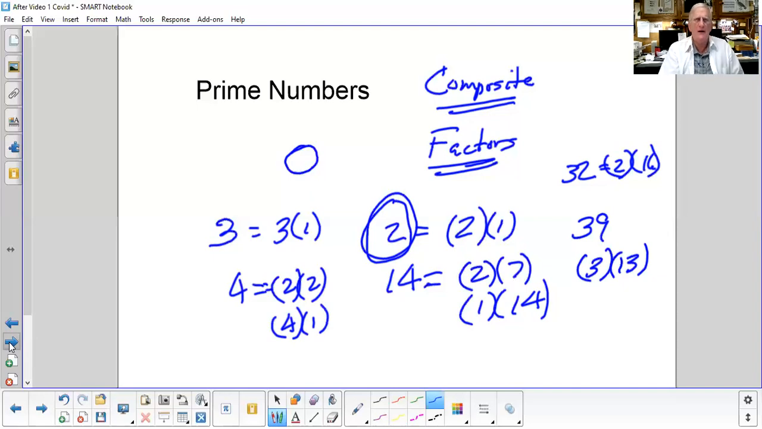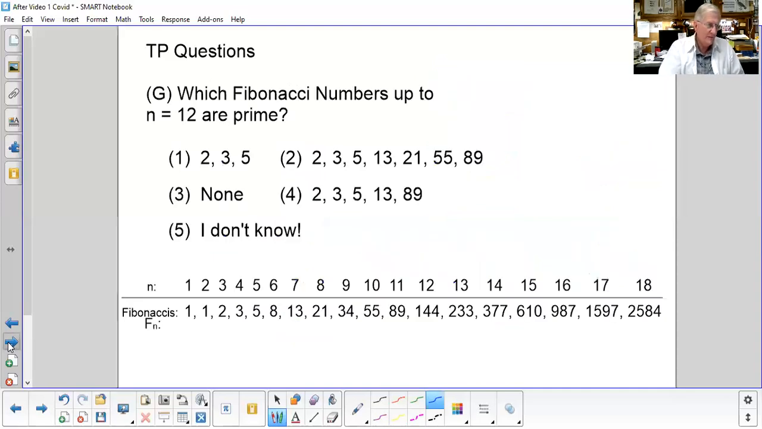Now, with that little bit of background about what a prime number is, let's take a look at the next question. What Fibonacci numbers up to n equals 12 are prime numbers? Now let's see. n is equal to 12, it said. Well, 144, is it prime? Is it divisible by anything except itself or 1? Sure, it's even, right? 2 will go into it. So 144 is not prime.